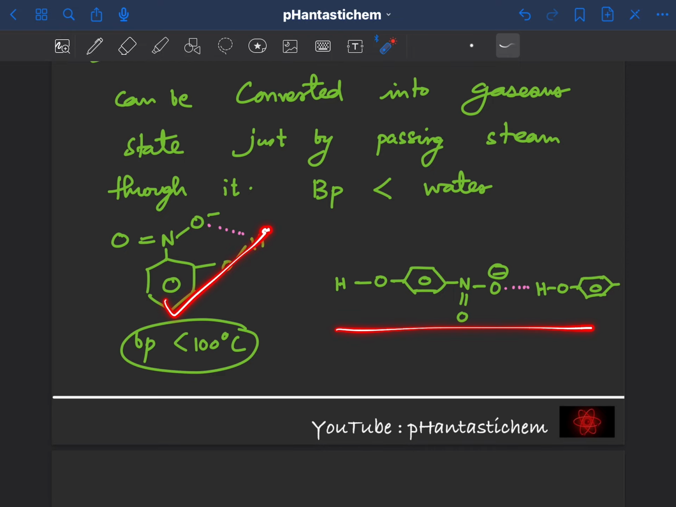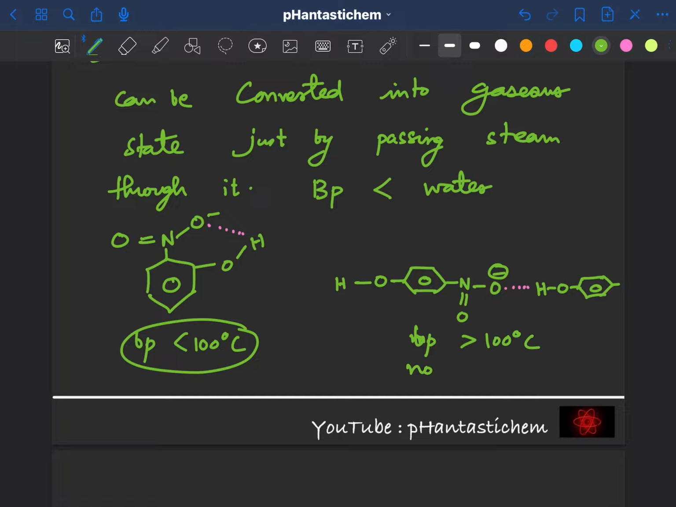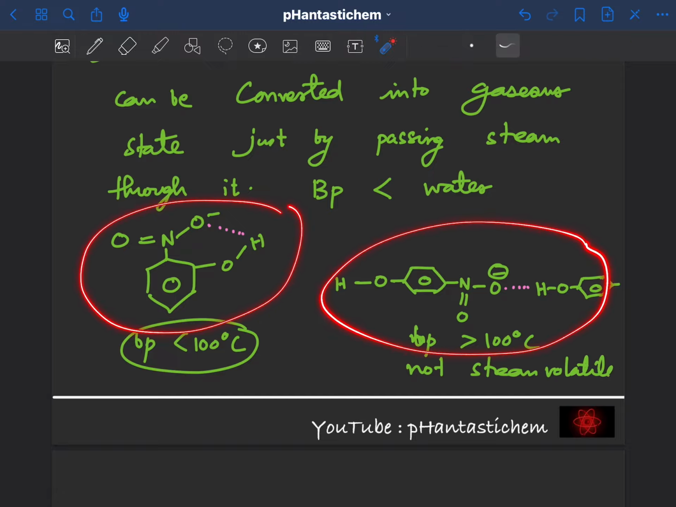This guy, on the contrary, shows intermolecular hydrogen bonding. It associates with other paranitrophenol molecules. So because of the association, its boiling point is more than 100 degrees Celsius. So that's why it is not steam volatile. So therefore, we can easily separate this mixture using steam distillation, because this guy is steam volatile, this guy is not. So this guy goes with the steam, and then we can condense those, and we can get this in the liquid state, and this remains in the test tube.